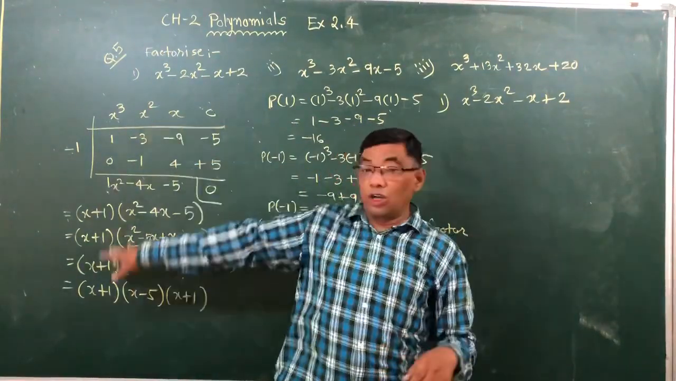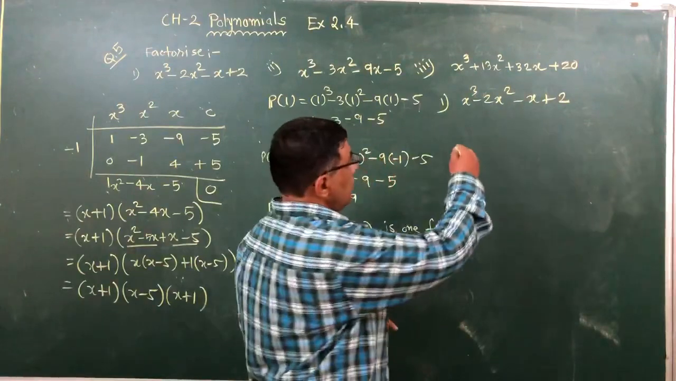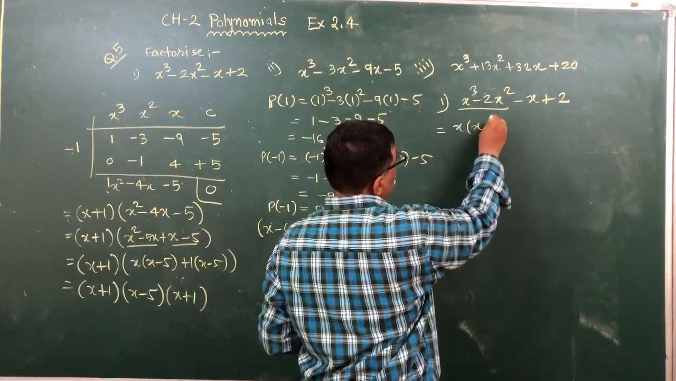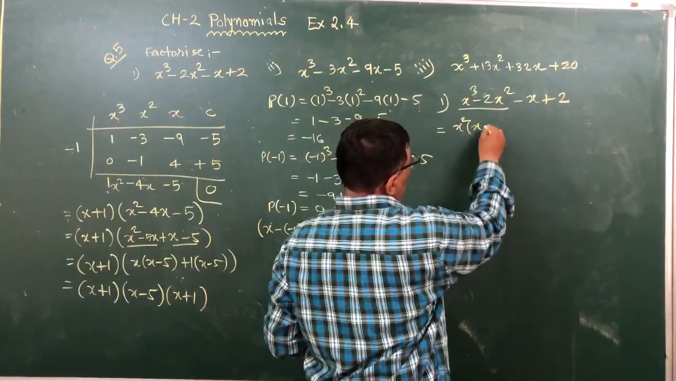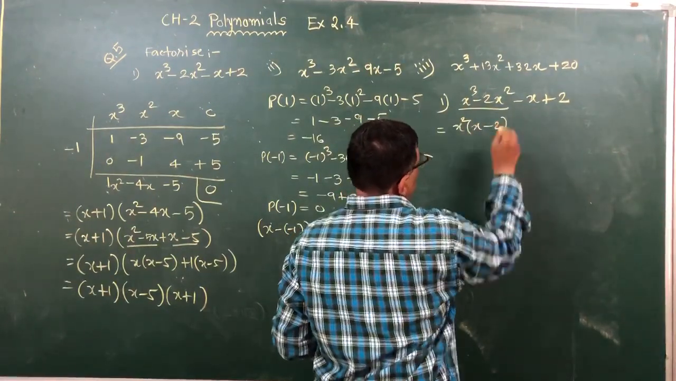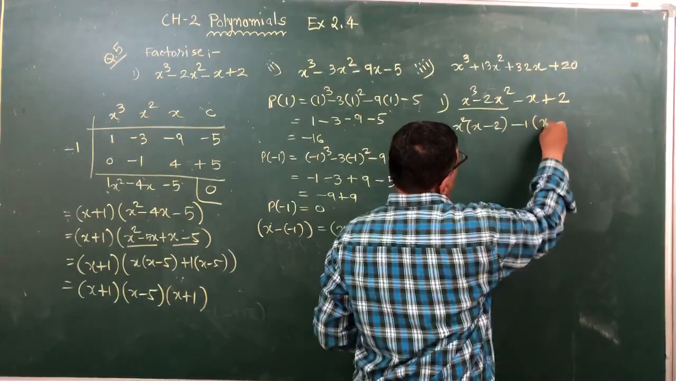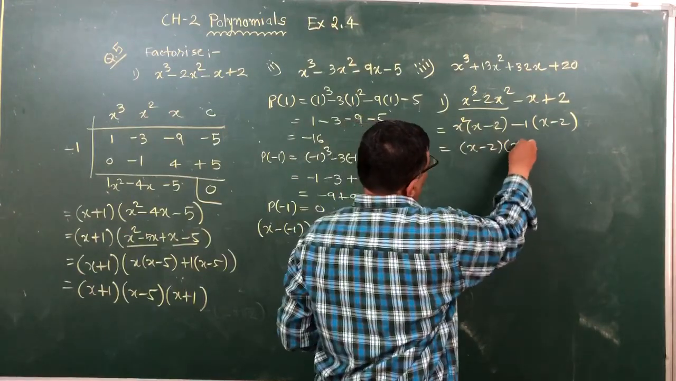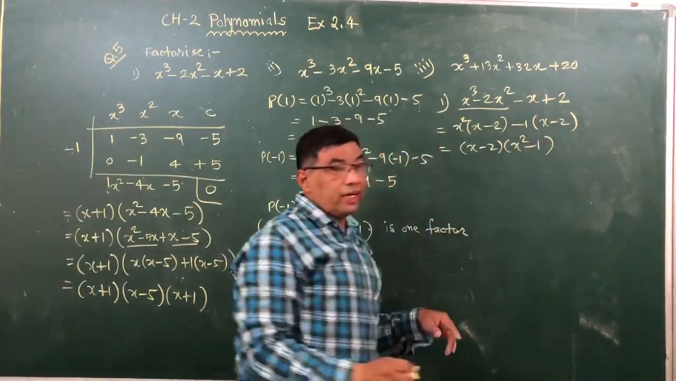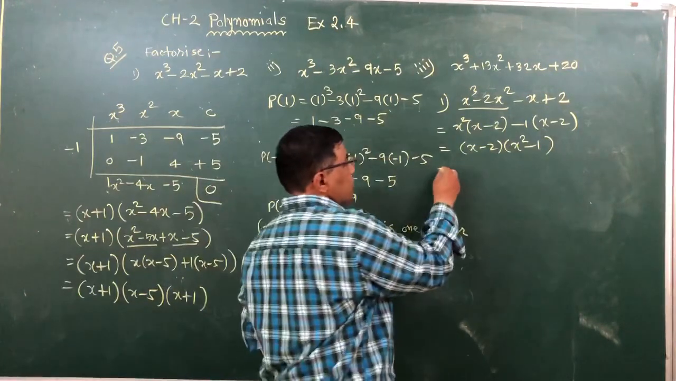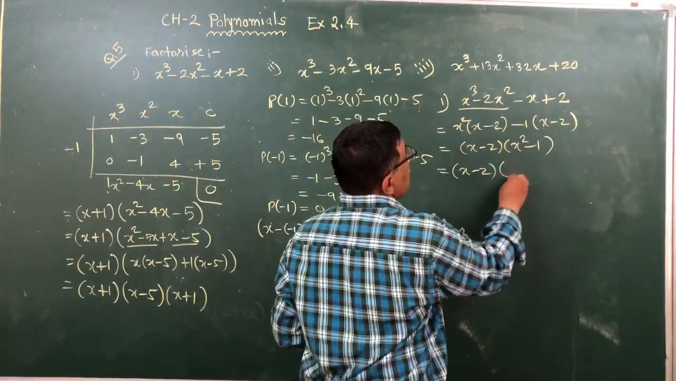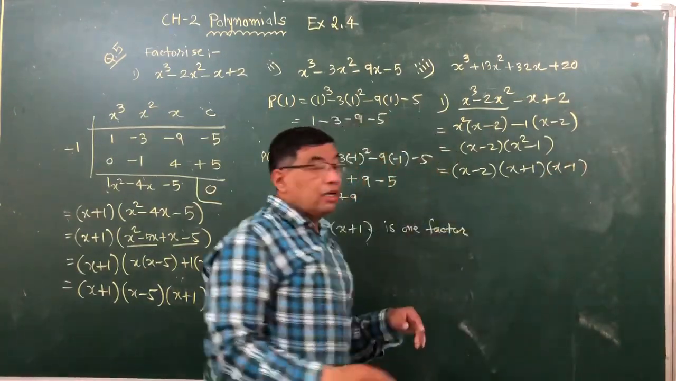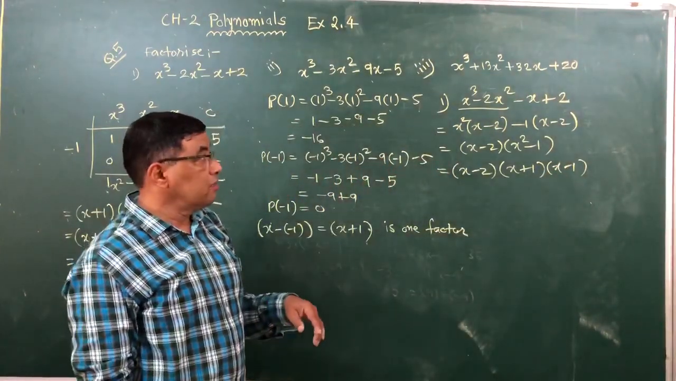Means no need to solve by this long method. Here you are getting the direct factors. From these two you take x square common, and you get x minus 2. And minus 1 common, and you get x minus 2. So x minus 2 and x square minus 1 are the two factors. Now x square minus 1 means a square minus b square, having two factors, a plus b and a minus b. So directly you can write x plus 1 and x minus 1.